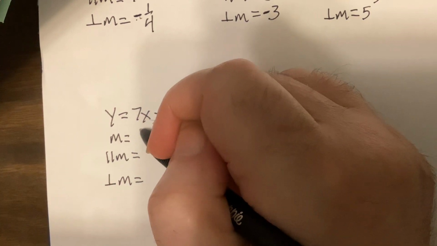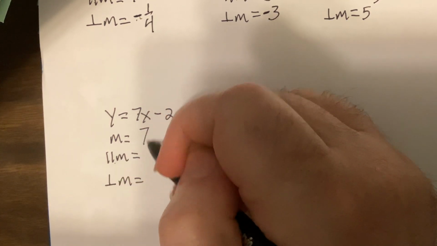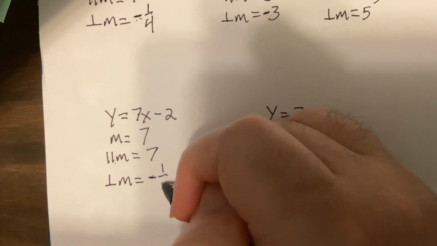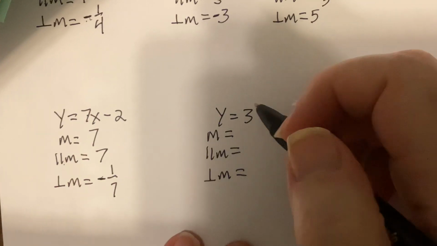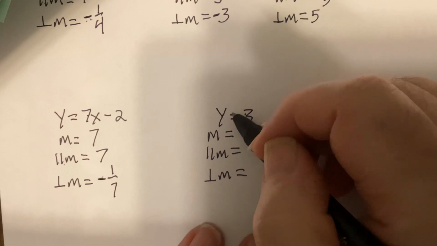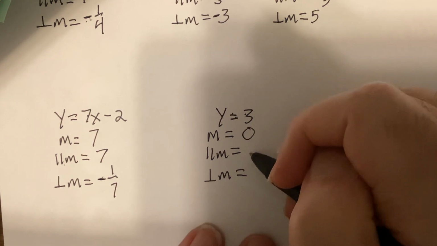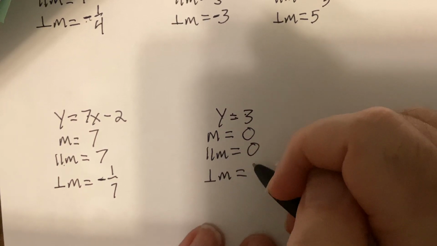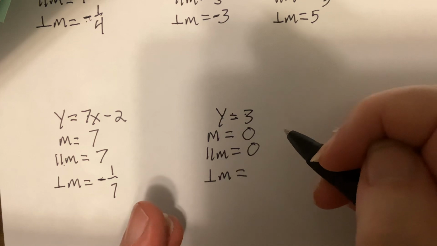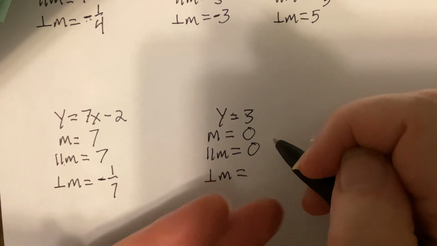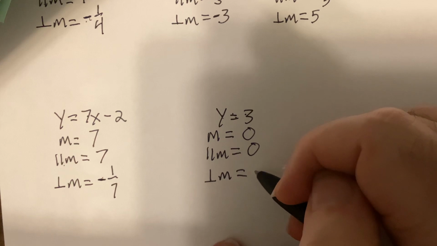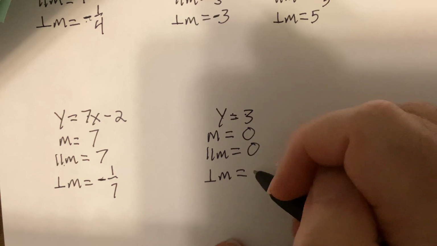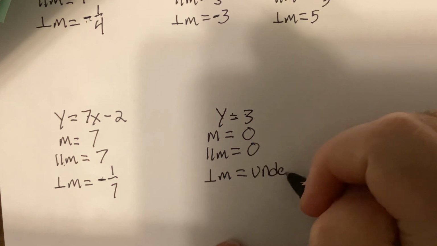Okay. So slope, 7. Parallel slope, 7. Perpendicular, -1/7. Y equals the number is a horizontal line. The slope is 0. So the parallel slope would be 0 because it's always the same. Perpendicular is the opposite. Now the opposite of 0 is 0. Flip it, putting 0 on the bottom. Wait a minute. If 0's on the bottom, it's undefined.